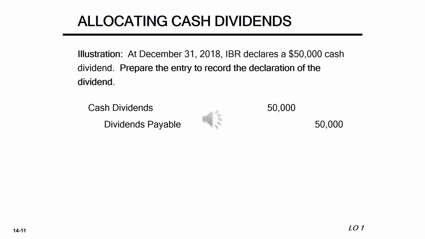Now, how are we going to record this transaction? Here the question is asking you to prepare the entry to record the declaration of the dividend. So basically, this is going to be a debit to cash dividends of $50,000 and a credit to dividends payable of $50,000.